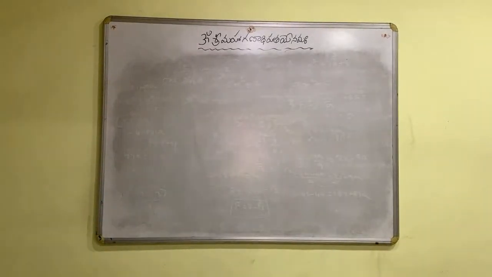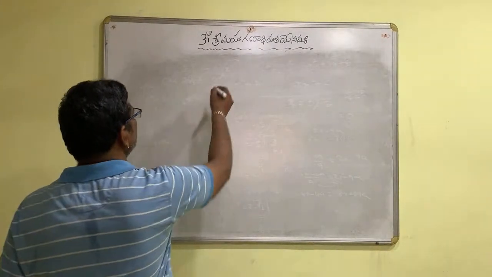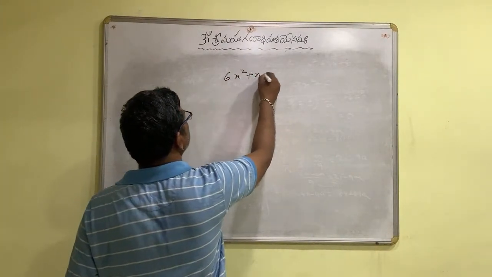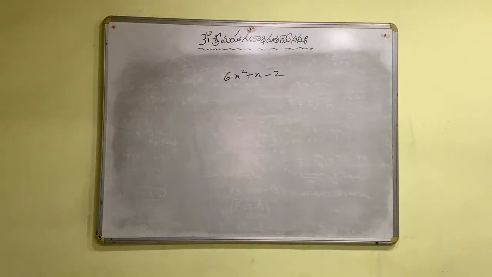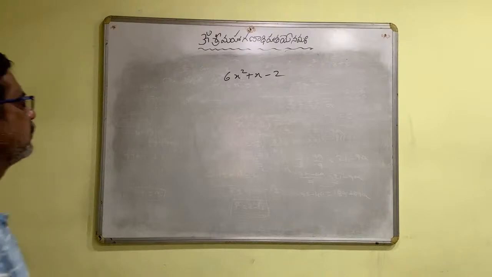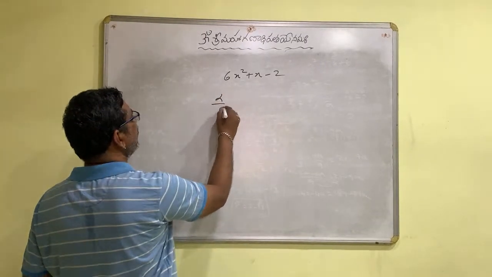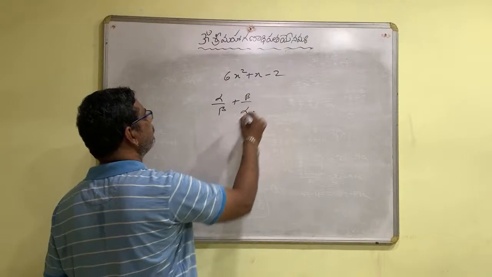Last question for today. 6x square plus x minus 2 is a polynomial. We need to find out the value of alpha by beta plus beta by alpha.